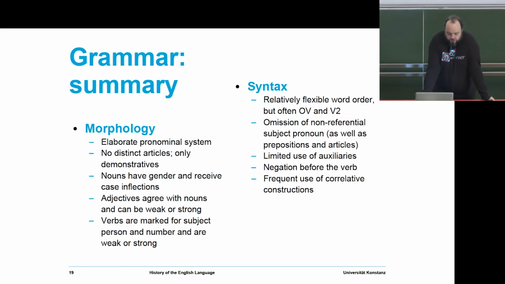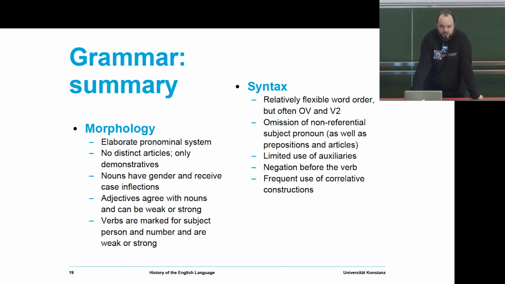Okay, so as far as the grammar section of Old English goes, of which we're now coming to the end, what we've seen in the morphology is that we've got an elaborate system of pronouns and also of demonstratives with a lot of inflection for person, number, case, that kind of thing. A lot of different forms, much more so than we see in modern English. We also see gender. Nouns have grammatical gender in Old English, and they receive case inflections. Adjectives agree with the nouns. Adjectives can be weak or strong, so adjectives can inflect in different ways as well.